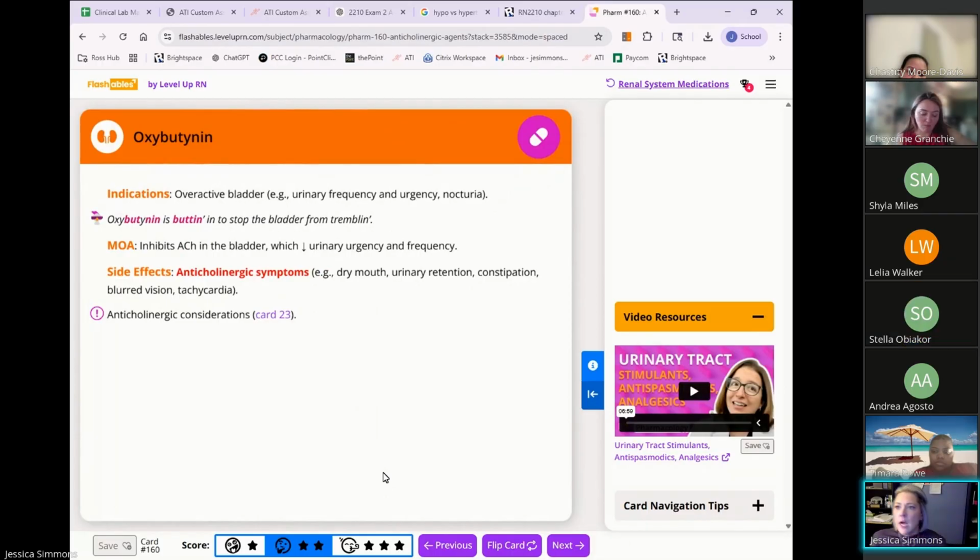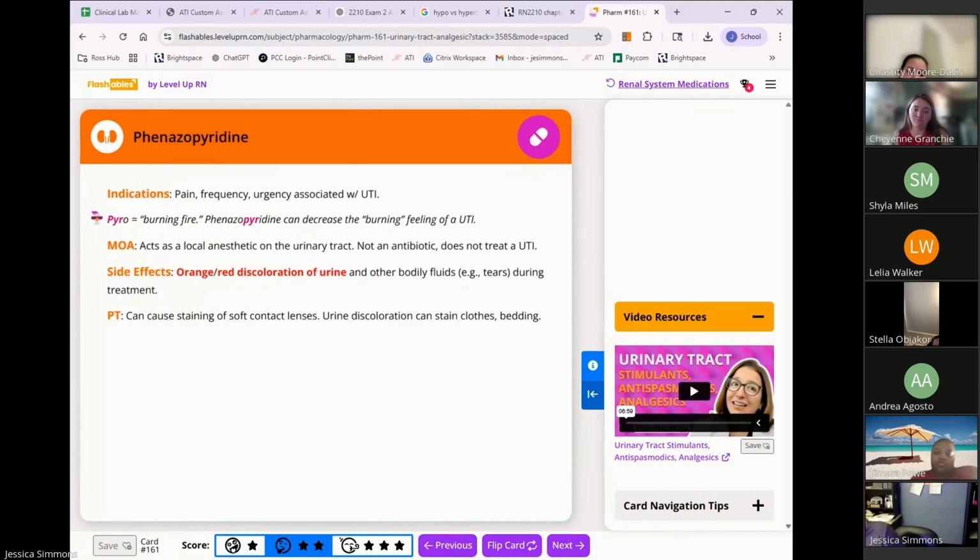We talked about oxybutynin, which is our most common anticholinergic for the bladder, for overactive bladder. So you need to watch out for those anticholinergic effects: the dry mouth, urinary retention, constipation, blurred vision, tachycardia. All of those anticholinergic effects we need to watch for in these medications.